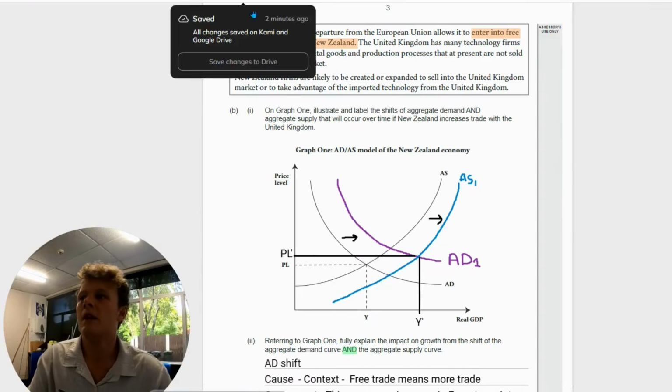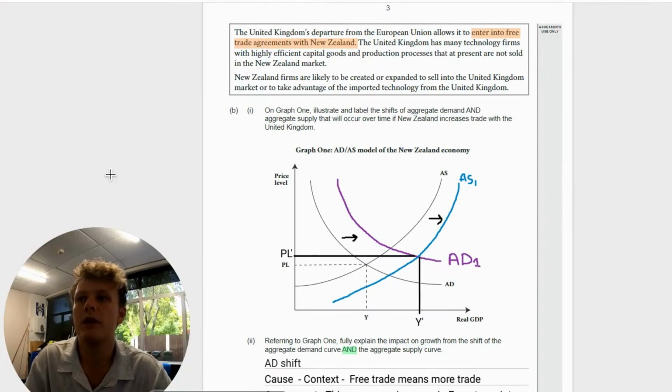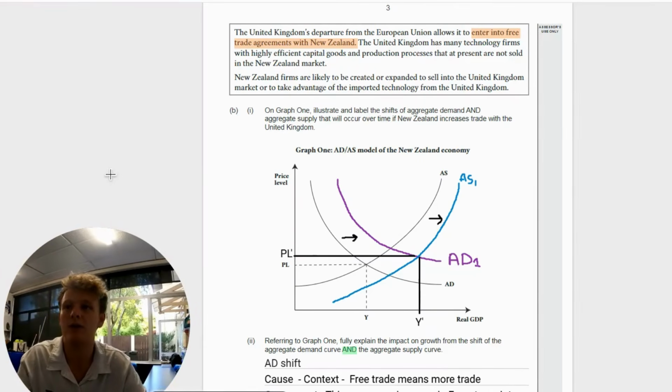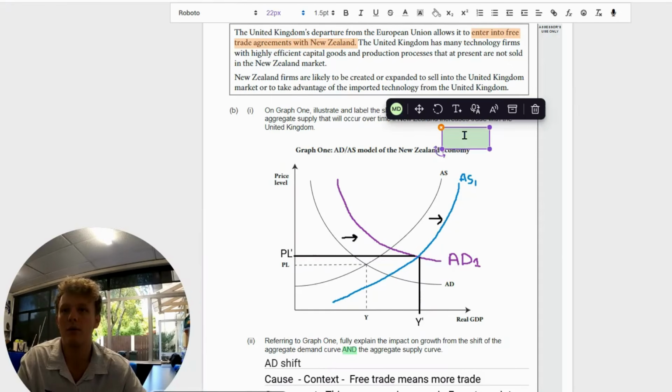So part B. The United Kingdom's departure from the European Union allows it to enter free trade agreements with New Zealand. The United Kingdom has many technology firms with highly efficient capital goods and production processes that at present are not sold in the New Zealand markets. New Zealand firms are likely to be created or expanded to sell in the United Kingdom market, or to take advantage of the imported technology. We need to think about the models. So the AD equals C plus I plus G plus X minus M, or our AS and components there.